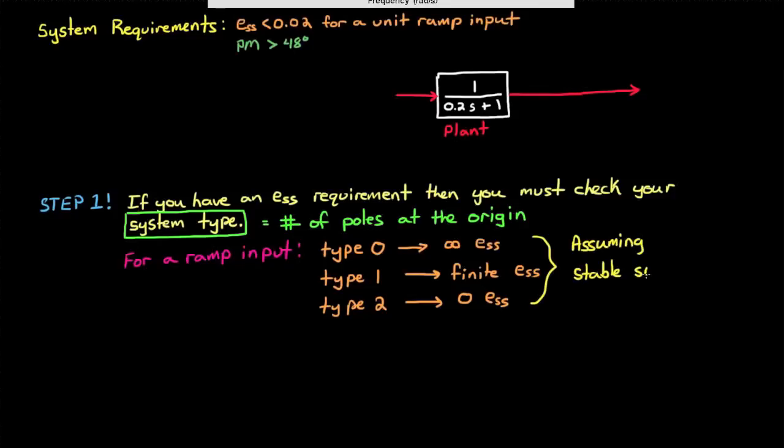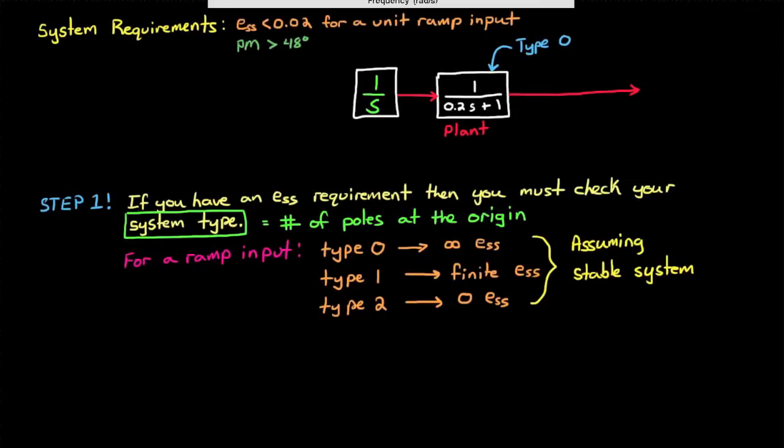And if it's a type 2, it'll have 0 steady state error. Right away we can tell that this system is type 0 since it has no poles at the origin and therefore cannot meet the steady state requirement with a lead compensator alone. That's because a lead compensator isn't going to add a pole at the origin. And since we need less than 2% steady state error, at the very least we need to add a single pole at the origin to make this a type 1 system.